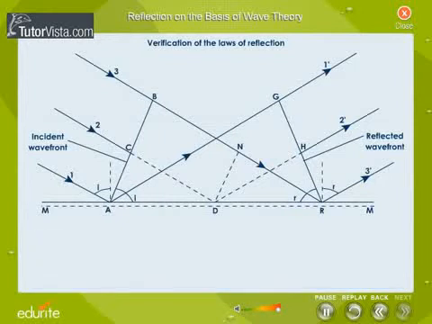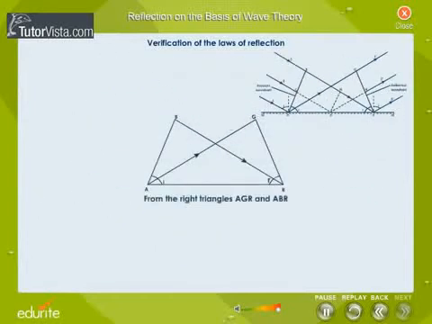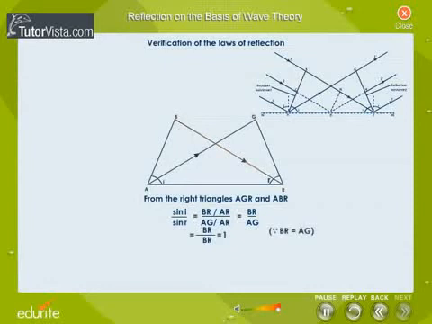The right triangles AGR and ABR are congruent because they have the same hypotenuse and BR is equal to AG. Here the angle of incidence i is equal to angle BAR and the angle of reflection r is equal to angle GRA. From the right triangles AGR and ABR, sin i by sin r is equal to BR by AR by AG by AR, that is equal to BR by AG, that is equal to BR by BR, that is equal to 1, because BR is equal to AG.